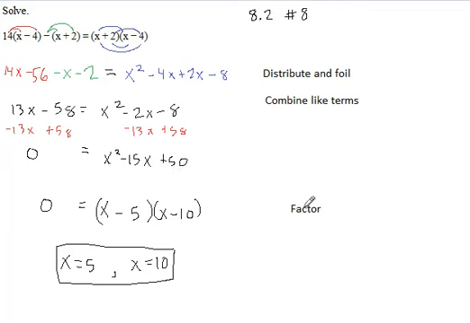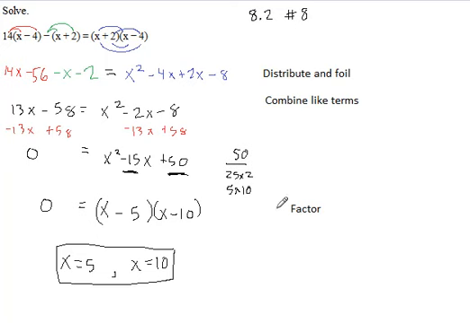Last step is to factor it out again. And what you want to do is try to find two things that will multiply out to be positive 50, but those same two numbers have to add up to be negative 15. So some people like to write out all their options of 50. It could be 25 and 2. It could be 5 and 10.